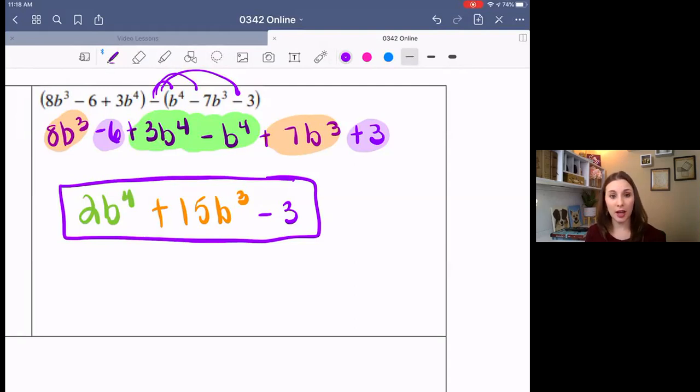I highlighted like terms, added them with the corresponding colors, and so you should have ended up with 2b to the fourth plus 15b to the third minus 3.